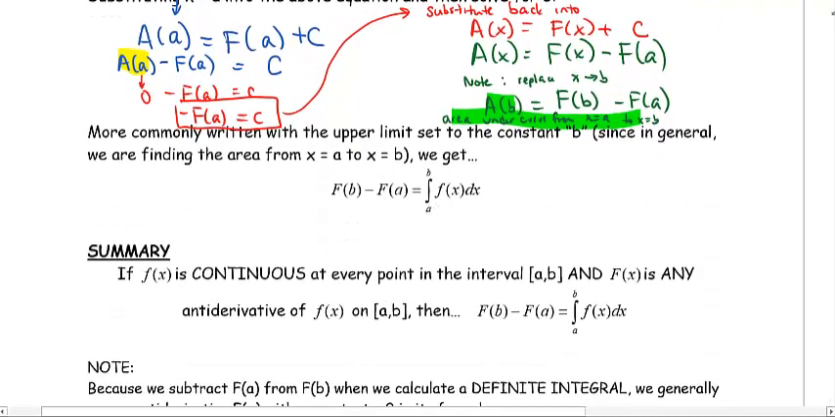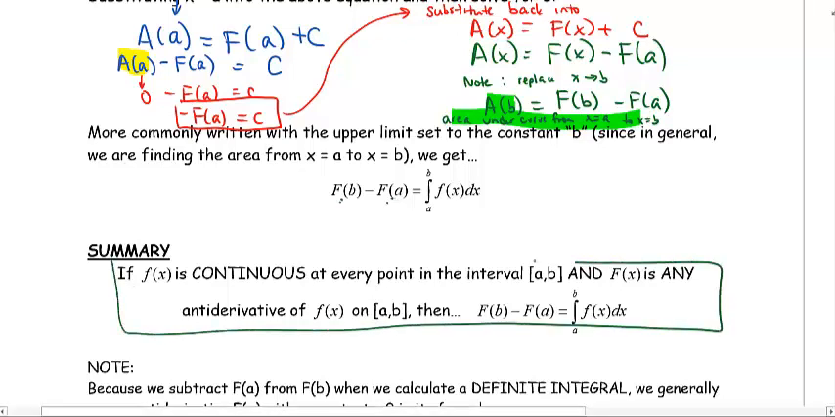So the integral from a to b of little f of x dx is equal to the antiderivative evaluated at the upper limit minus the antiderivative evaluated at the lower limit. Okay? Important. Box this. Memorize this. Okay? All right.